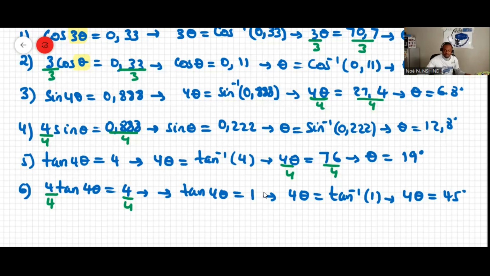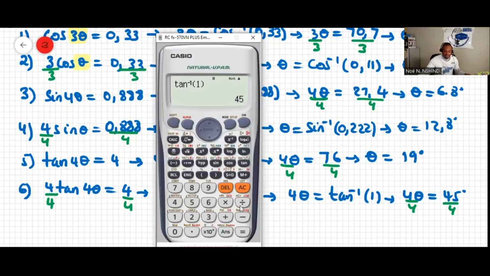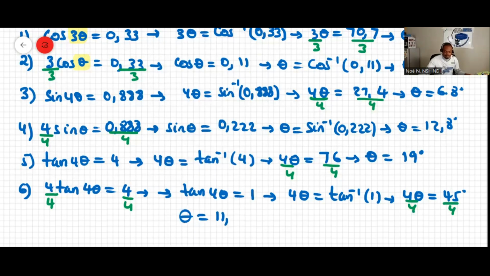Now to get the value of theta, we divide by 4, so theta will be equal to 45 divided by 4. Yeah, it's 11.25 degrees.